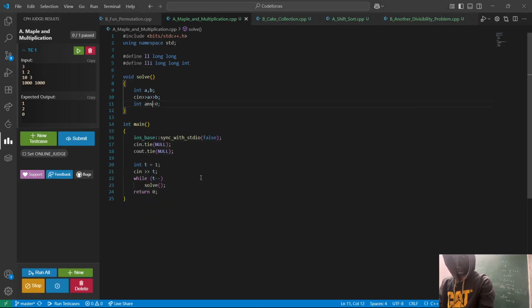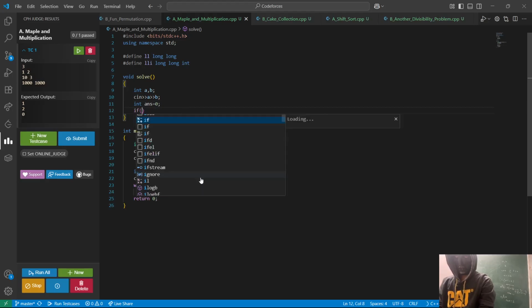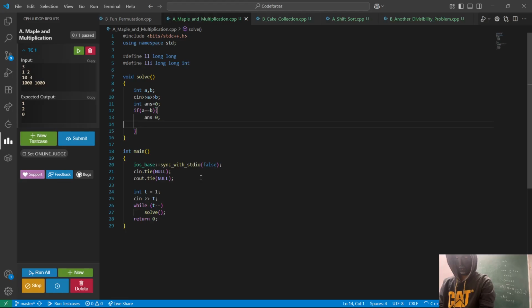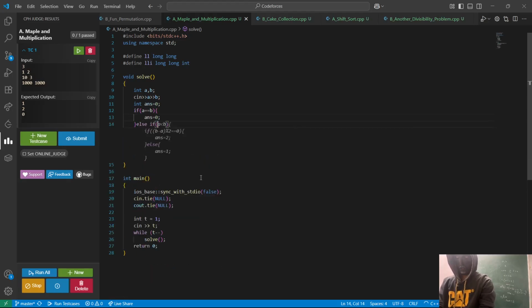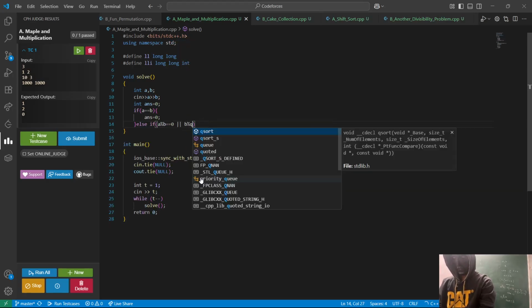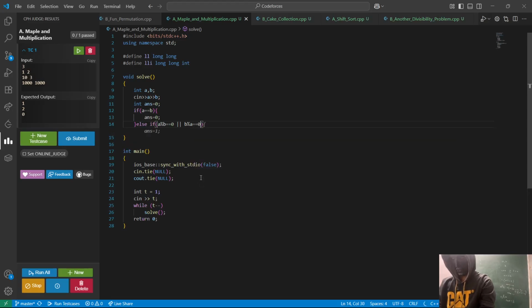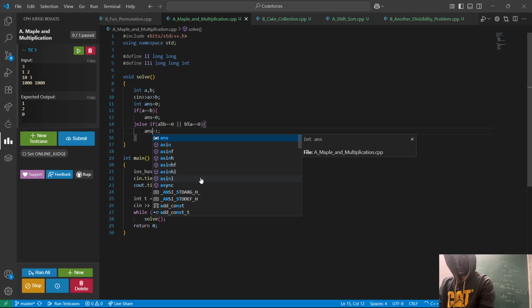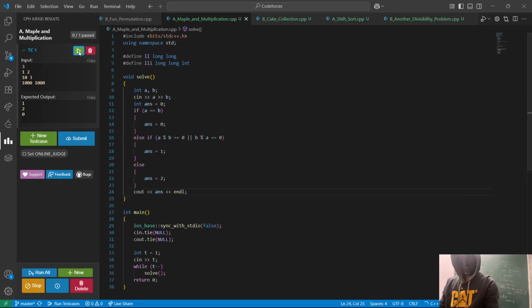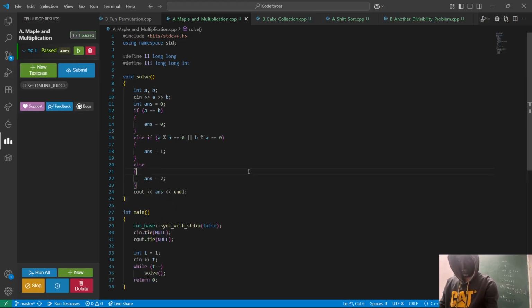Let me take answer equal to 0 first, then I'll check if a equals b. If that is the case, then our answer is 0, as I showed on the board. Else if a modulo b equals 0 or b modulo a equals 0, if that is the case, then your answer is 1, right? Else your answer is 2. At the end you will have to display this answer. Let's try to run it. Yeah, it is getting passed.